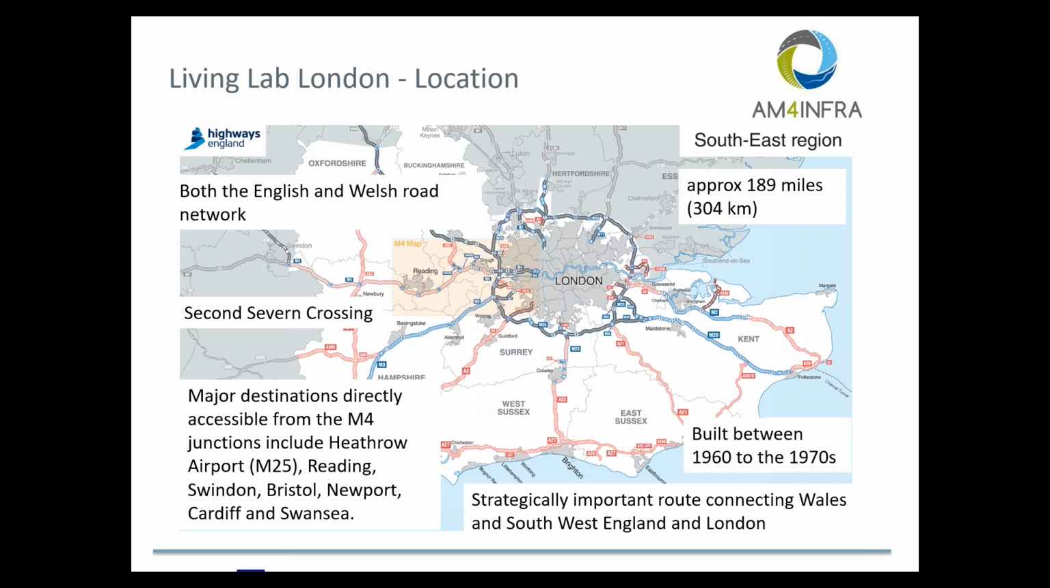This is a strategically important route connecting Wales to the southwest of England and London. It includes connections to the M25, which is the London Ring Road, so to speak, Heathrow Airport, Reading, which is a key city for us, Swindon, Bristol, Cardiff, and Swansea. This road is quite particular, where it's owned by both the English and the Welsh road networks.